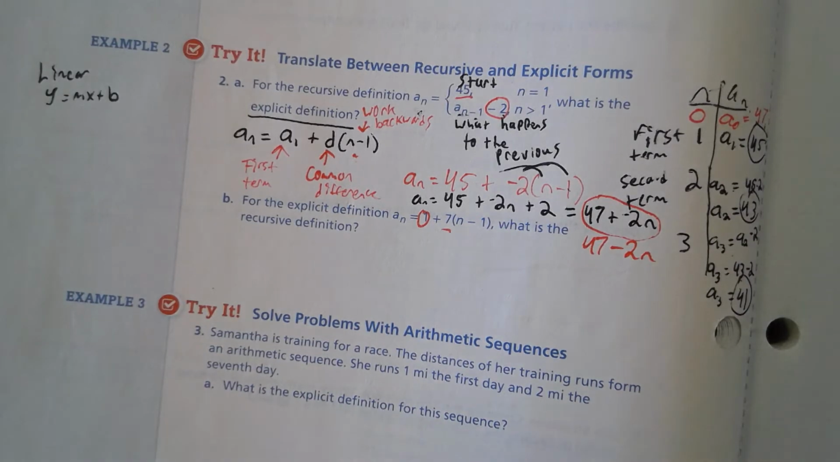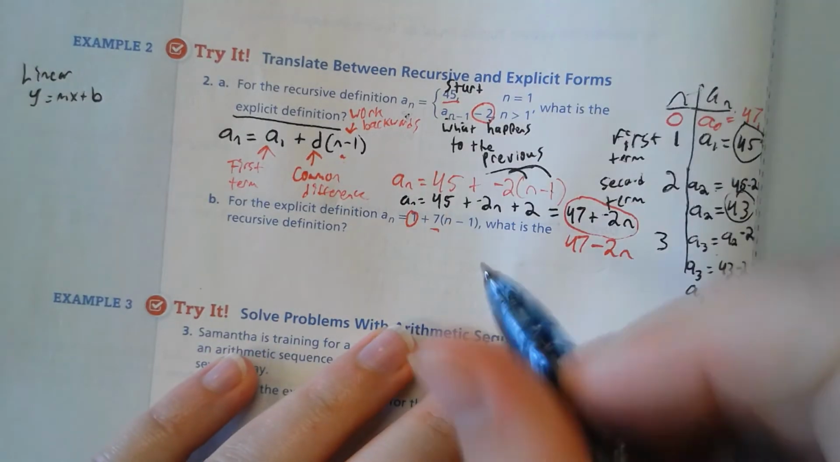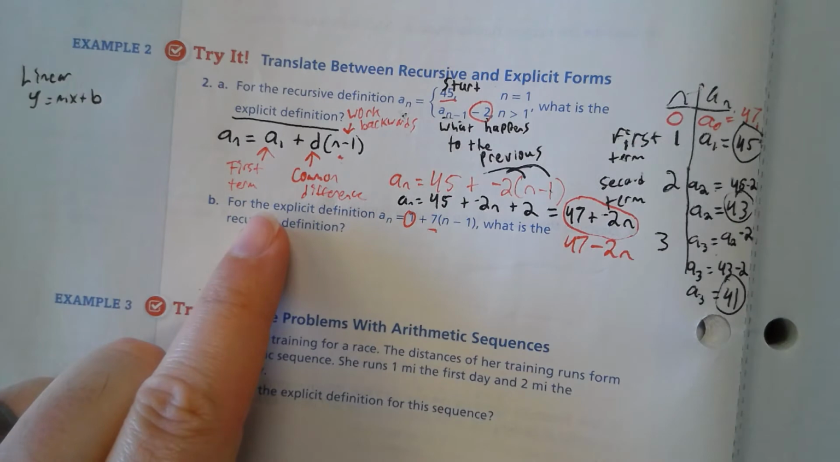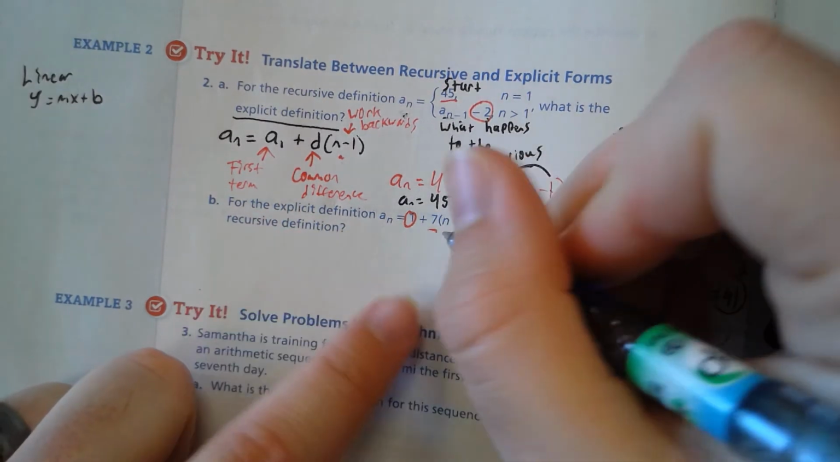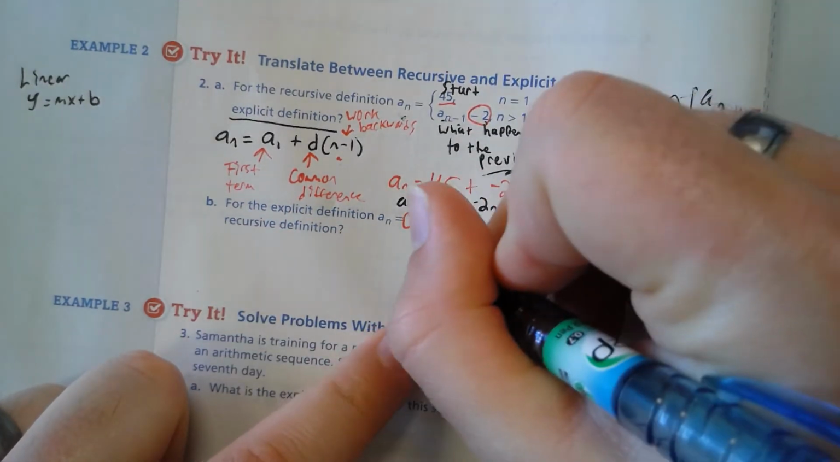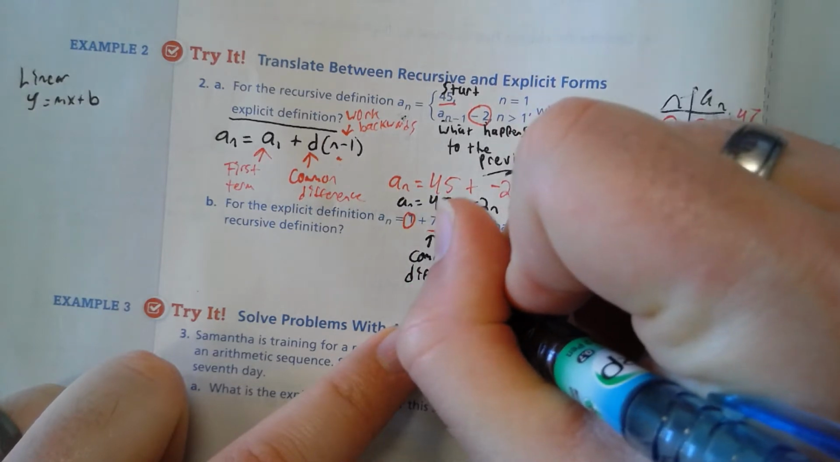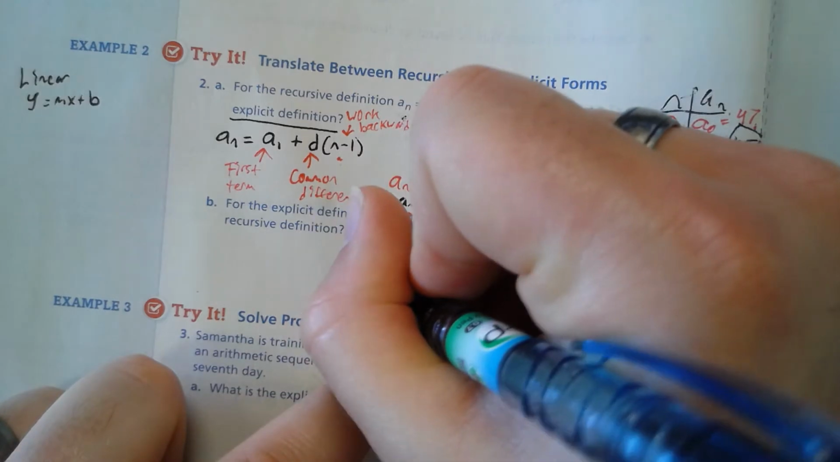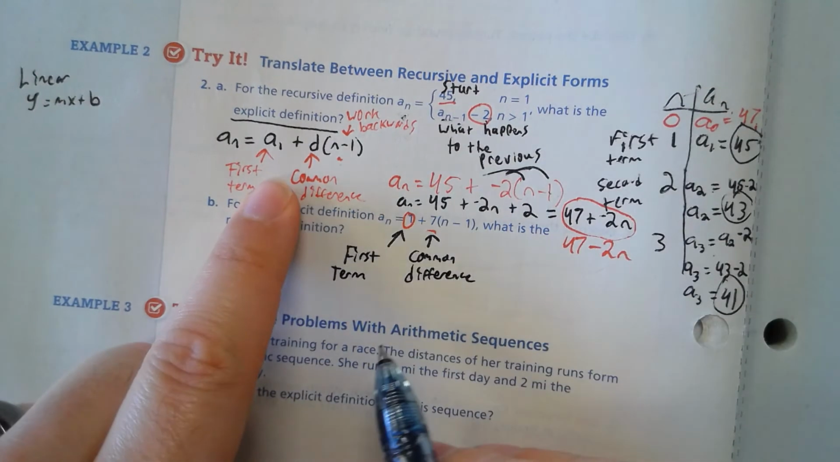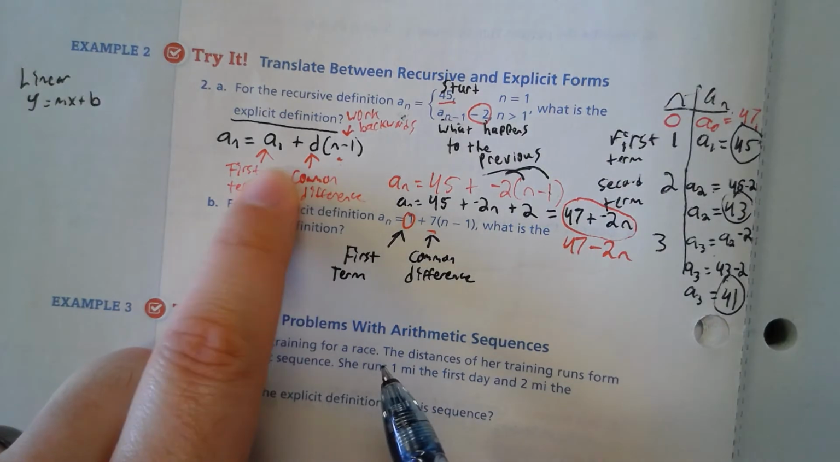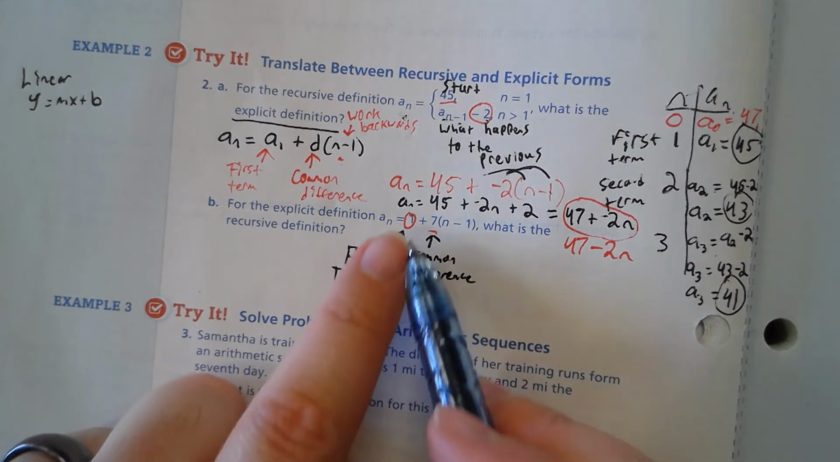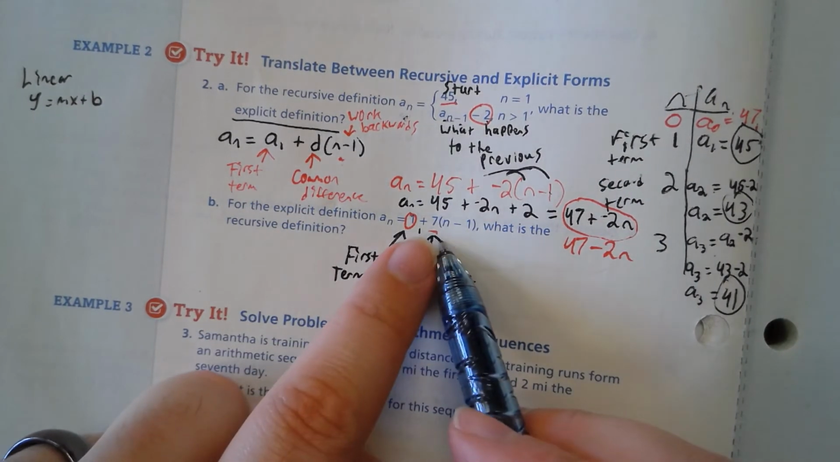So now we have an explicit definition that we're trying to write recursively. So the key things to pick out are the two things we care about, which are the common difference, which in this case is 7, and the first term, right? The first term, right? So if we think about the formula we talked about in part A, the first term is 1, the common difference is 7.